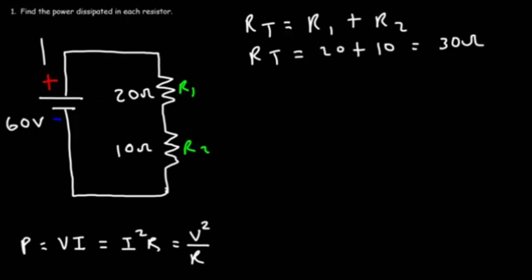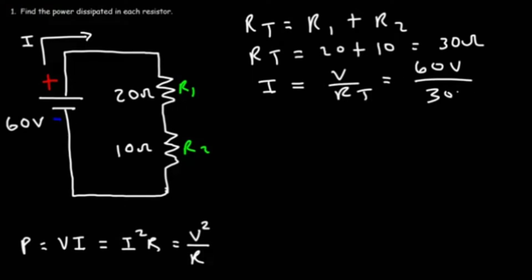Next, we need to calculate the current flowing in the circuit. And we can use Ohm's law. It's going to be the voltage of the battery divided by the total resistance. That's 60 volts divided by 30 ohms. So we have a current of 2 amps flowing in the circuit. Now, because there's only one path for the current to flow, the current flowing through R1 and R2 is the same, it's 2 amps.